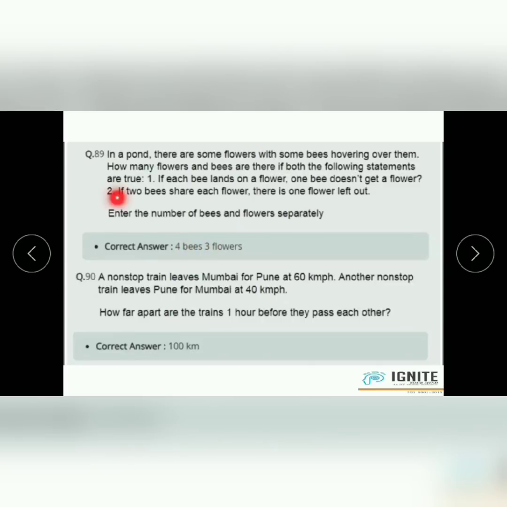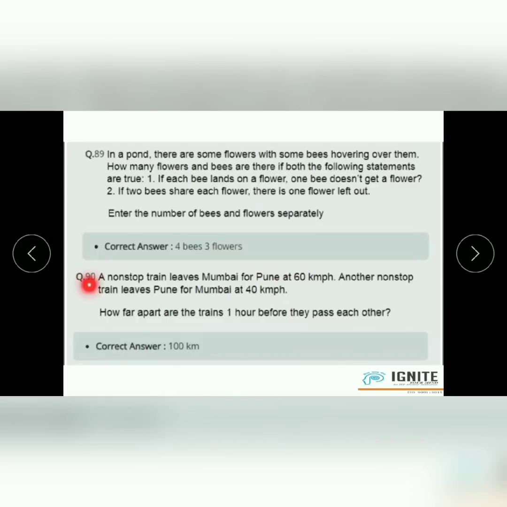Okay, because according to statement 2, if 2 bees share each flower, therefore if there are 4 bees and they share each flower, then 1 flower is left out, so the statement is correct. Therefore the answer is 4 bees and 3 flowers. Okay.